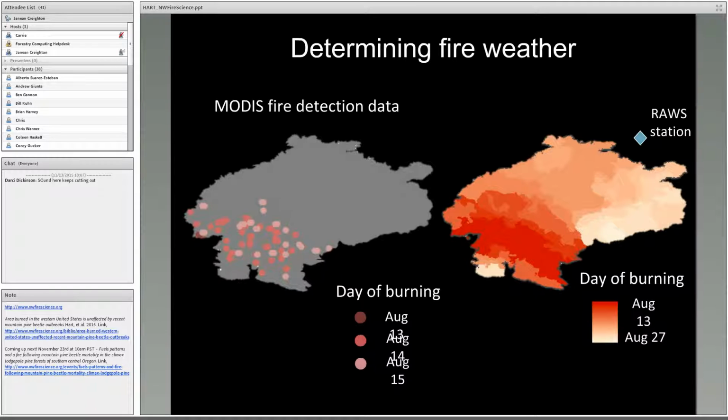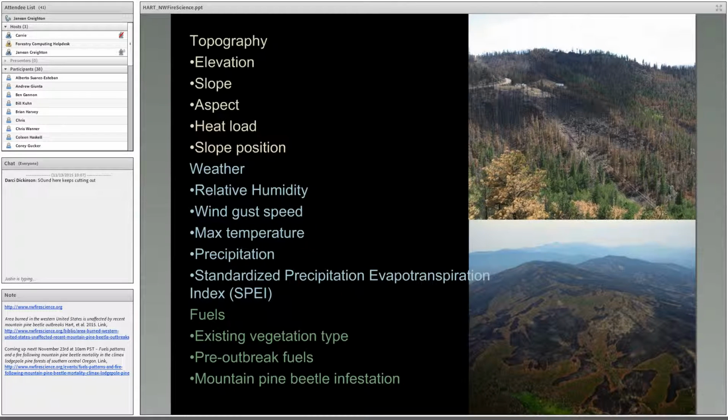I then collected data from a RAWS station, which would be the closest weather station to these fires, to tell me what the mean daily temperature or mean daily wind speed was when each of these pixels was burning. So that gives me the relative humidity, wind gust speed, max temperature, and total daily precipitation for each pixel within a fire. The standardized precipitation evapotranspiration index was acquired at a coarser scale. This displays drought pressure over the aggregated 3 months prior to fire and was calculated using PRISM data.